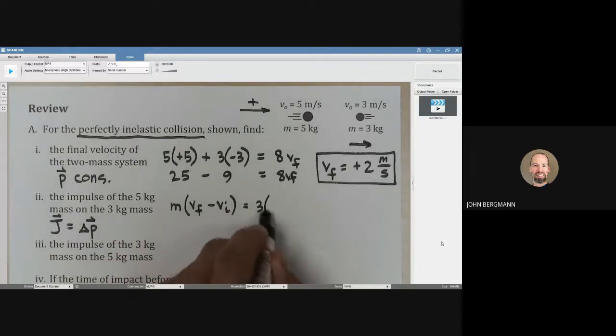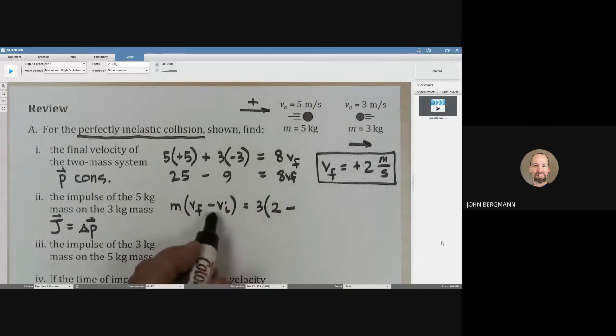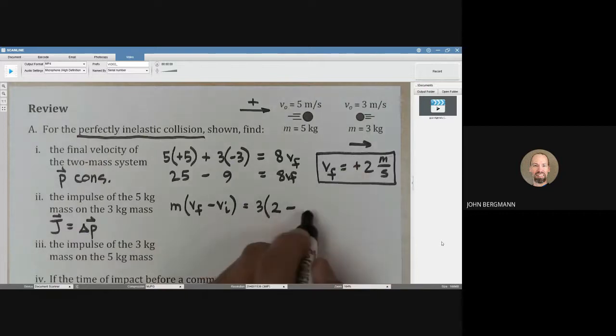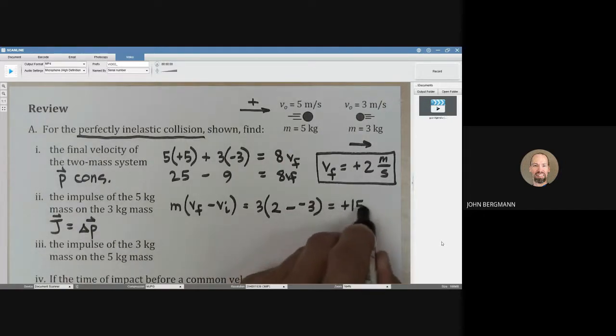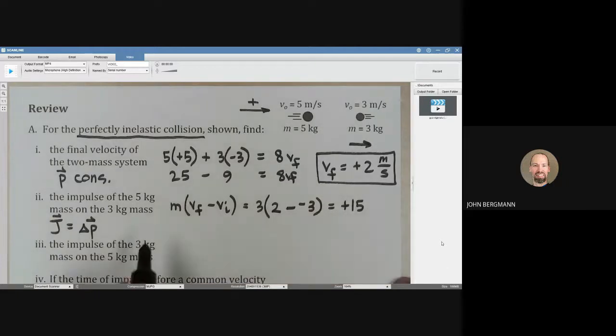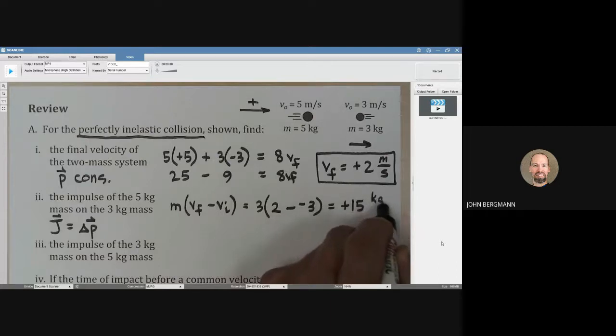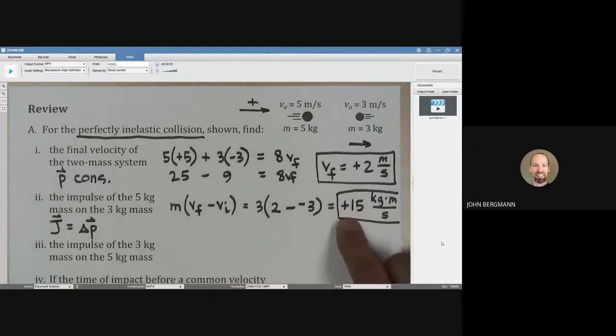3 kilograms. V final is 2 minus, what's V initial for the 3 kilogram mass? V initial was -3. Those end up creating a +3 in essence, don't they? And that gives us +15. The units for impulse are the same as the units for momentum. One such unit is kilogram meters per second. And that's positive, which means it's directed to the right.